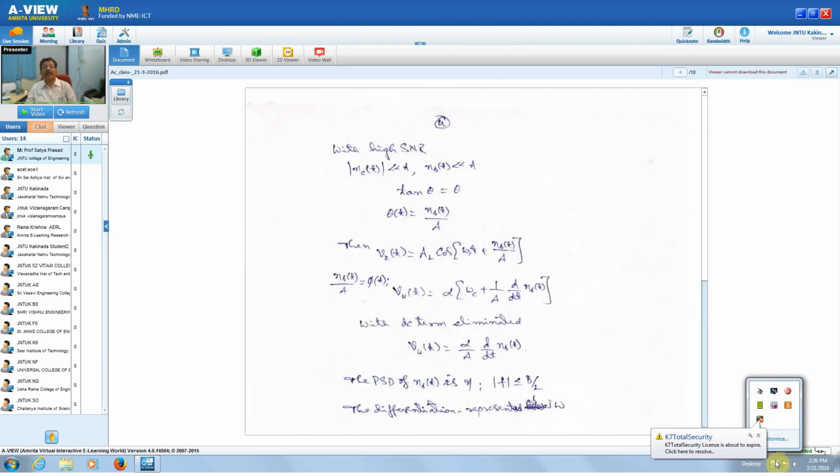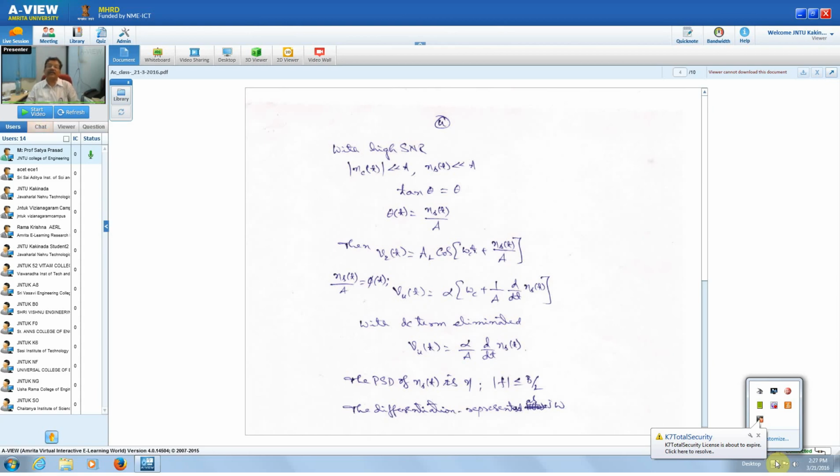Therefore, considering the signal to noise ratio, we assume that it is very high in the case of the frequency modulation signal. That means this nc of t is very small compared to A, and the quadrature signal also is very small compared to the A that we are going to have. That is, nc of t and ns of t are both much smaller than the amplitude A.